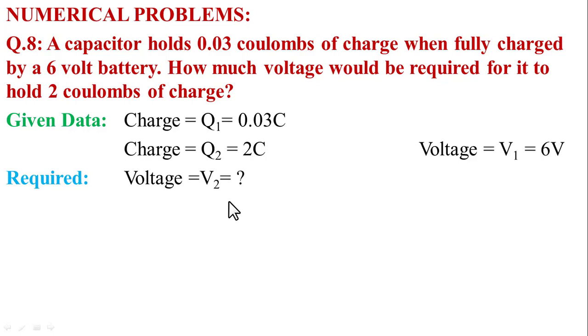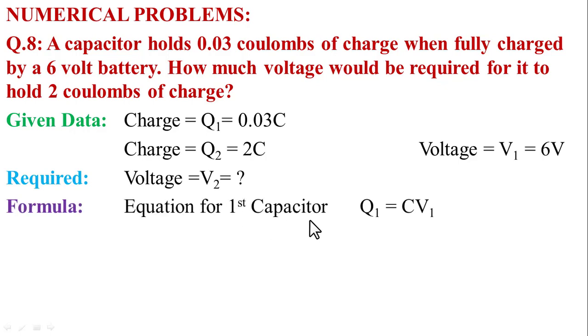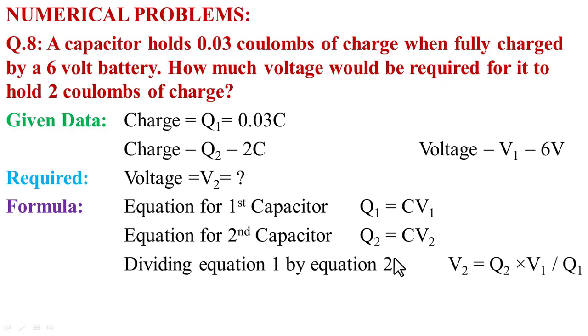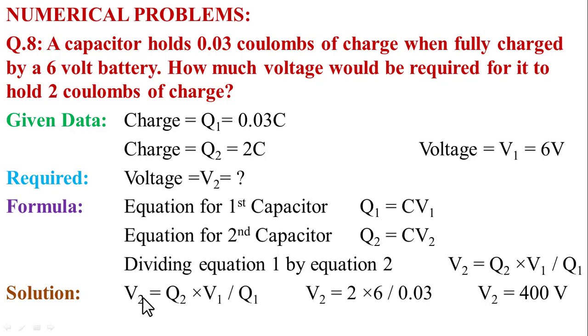To find the voltage V2 we can use the formula: for the first capacitor, Q1 is equal to CV1, and Q2 is equal to CV2. Now dividing equation 1 by equation 2, V2 is equal to Q2 multiplied by V1 divided by Q1. Putting the values, V2 is equal to 2 multiplied by 6 divided by 0.03. So the answer is V2 is equal to 400 volt. The result of question number 8: voltage V2 is equal to 400 volt.